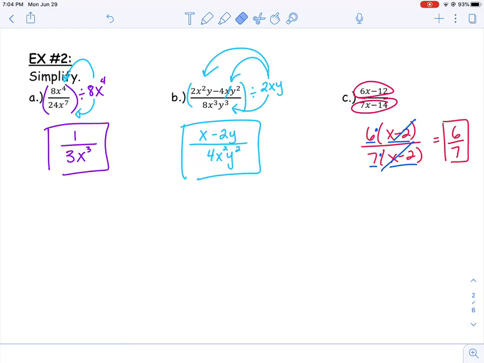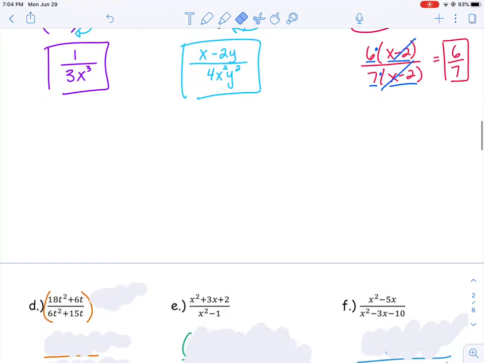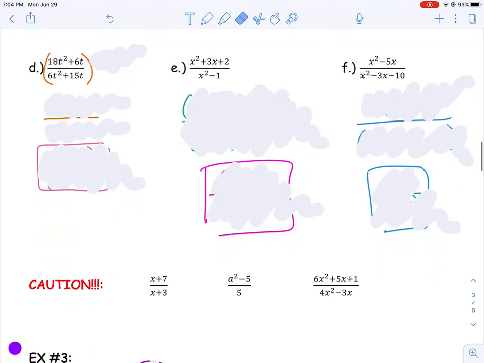So if there is no GCF of everybody, then maybe you can factor the top, maybe you can factor the bottom, and then find a common factor to be able to reduce it by. All right, let's look at a few more of these.